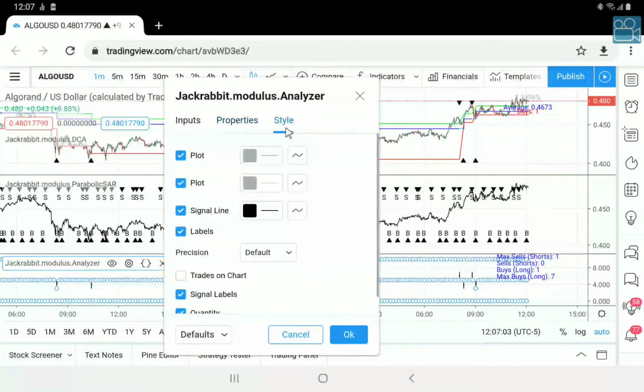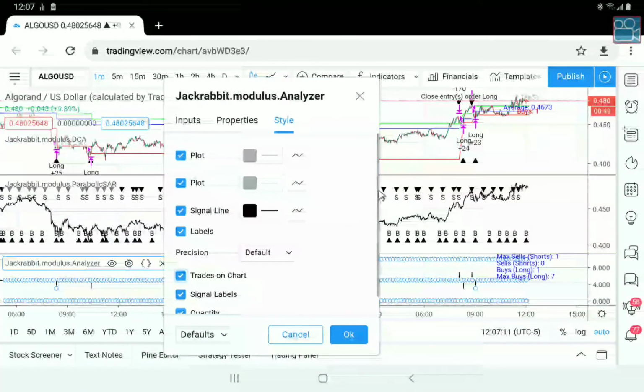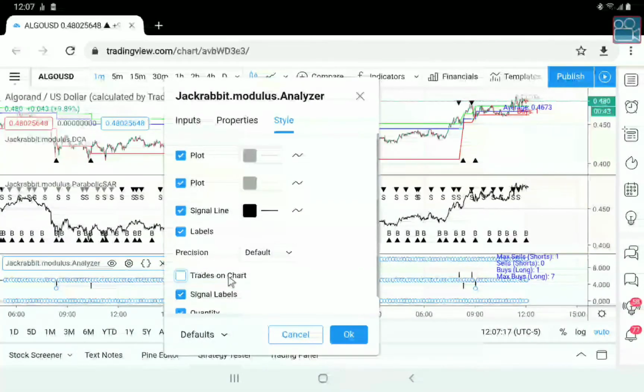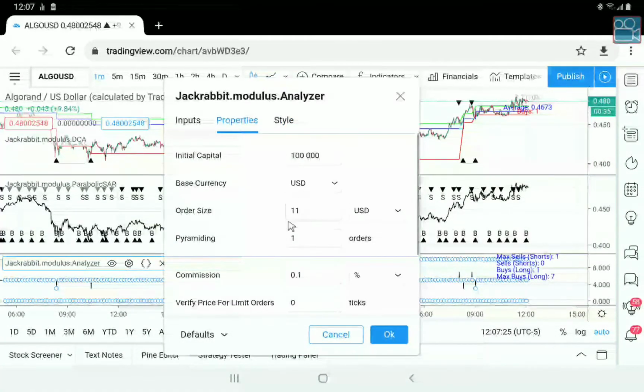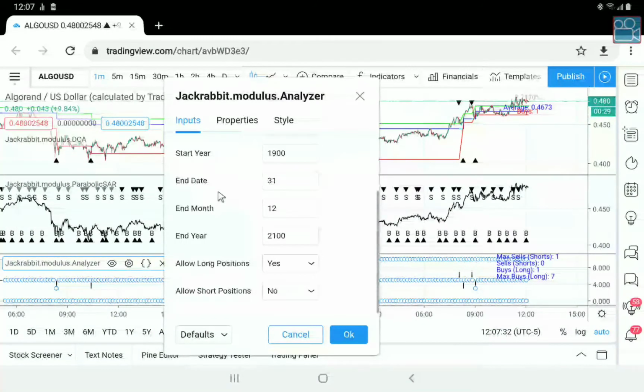Now, under the Styles tab, this is just what shows up on the screen. Normally this is check marked, but I think it clutters the screen. So I personally recommend taking it out, but it's not going to matter one way or the other. What matters the most is that your Properties tab be filled out properly and your inputs be filled out properly.